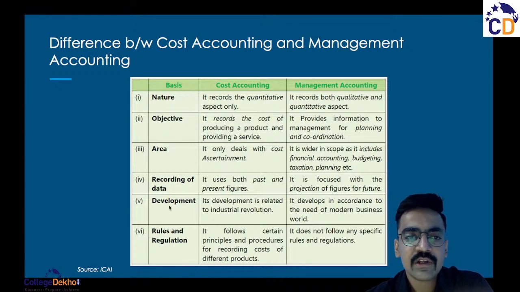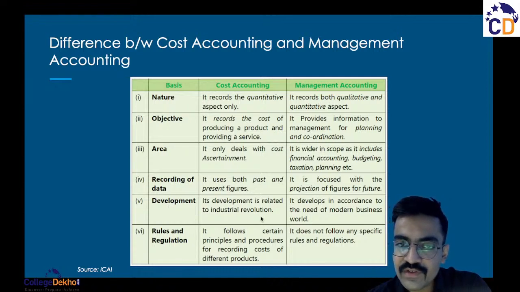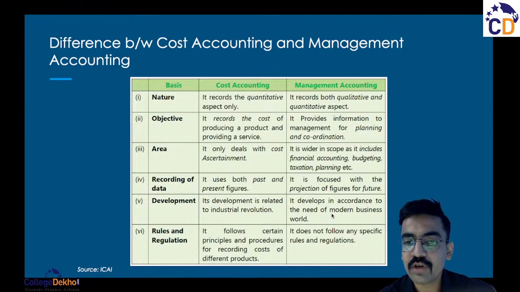All right. Now, on the basis of development, cost accounting's development is related to the industrial revolution because the cost is controlled. The cost is first of all ascertained, and on the basis of this ascertainment, it is accounted for in the books of accounts. While on the other hand, management accounting develops in accordance with the need of the business or the modern business world, right?